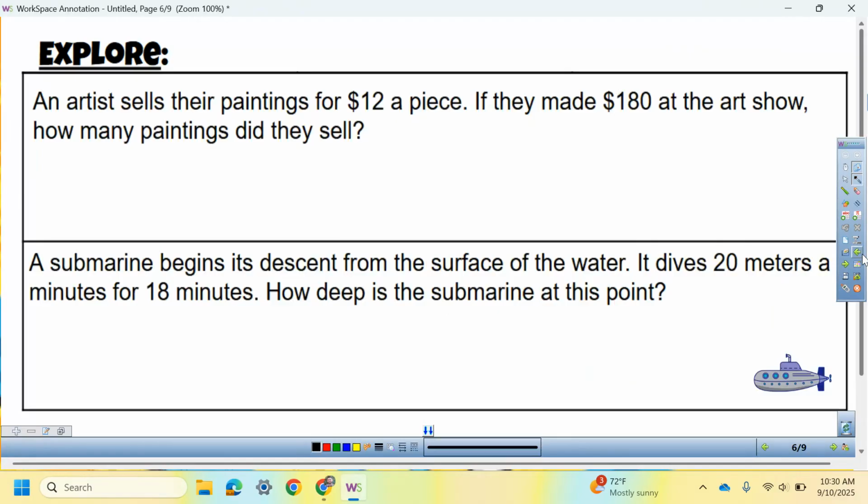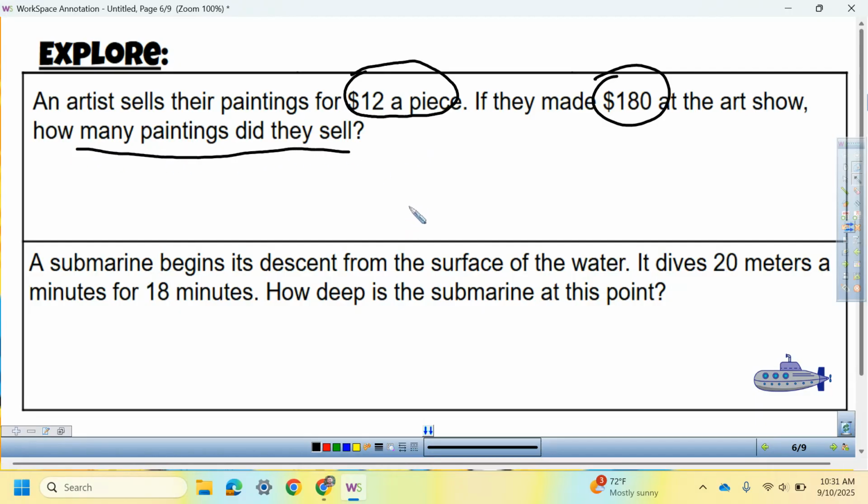All right, now that your multiplication chart's all finished up, let's look at these word problems. So our 3 reads. First read, an artist is selling paints. All right, so we got an artist who's selling their paintings. Read number 2. What are the quantities and the relationships? Well, this says that they're selling them for $12 a piece, and they made $180. So, how many paintings did they sell? Well, if I had 180 and I divided that by the 12, that should give me the number of paintings.